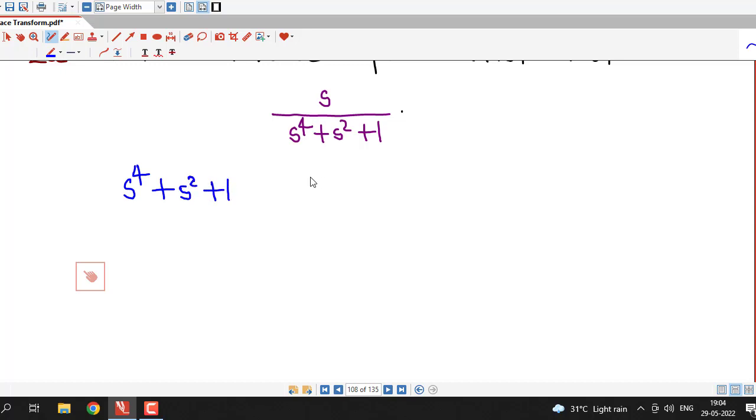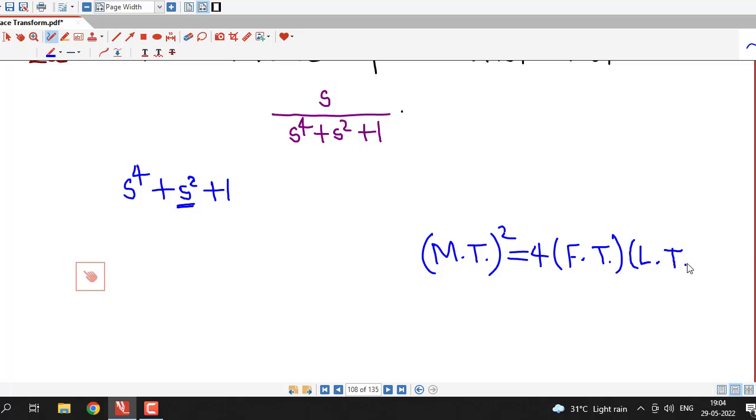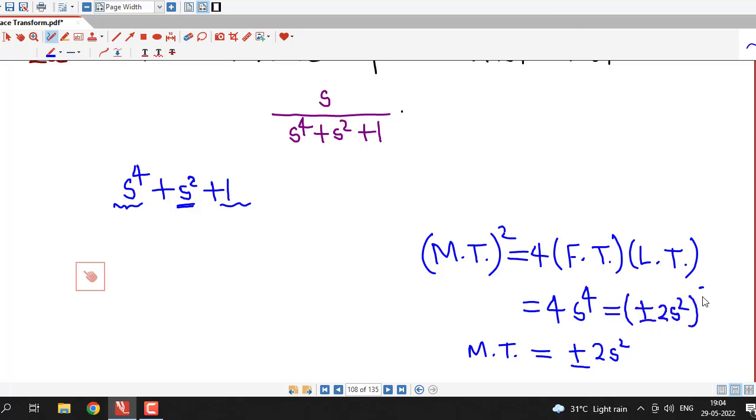If we observe, this is not a perfect square, so we can try to find the middle term so that we can write it as a square of another polynomial in s. For that we can use this formula: the square of the middle term is given by 4 times the first term into the last term. Here the first term is s raised to 4 and the last term is 1, so we have 4 times s raised to 4 times 1. Therefore the middle term equals plus or minus 2 times s square, because we can rewrite this as the square of plus or minus 2s square.